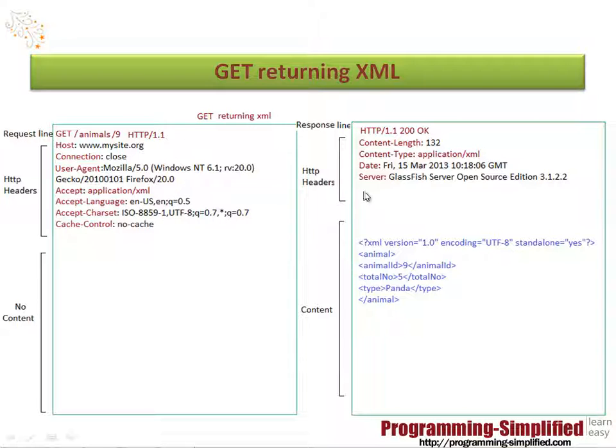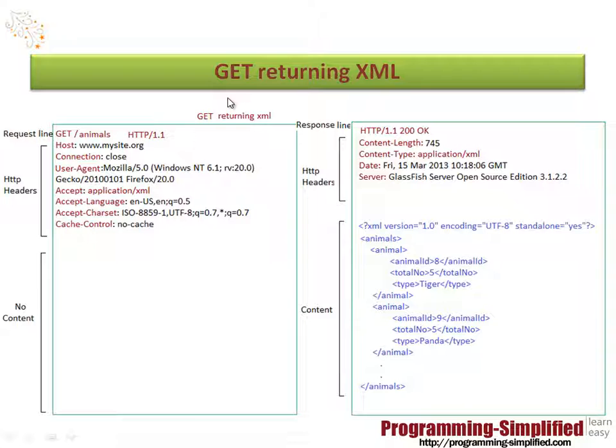So the server responds with the animal with the ID of 9. And since the server is sending XML content, the content type over here specifies application/XML. If the client specifies the accept header with JSON type, then the server is expected to return JSON content.